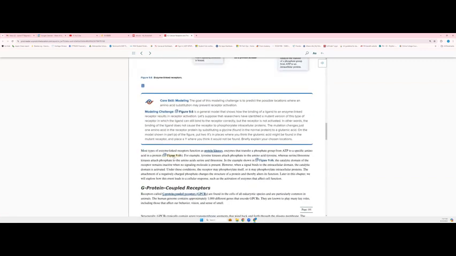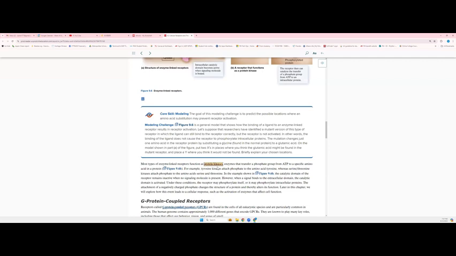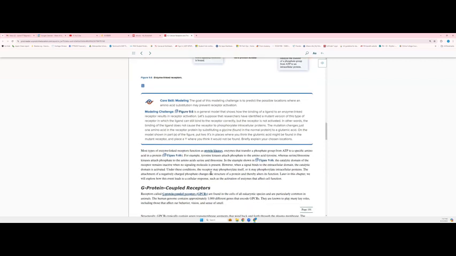Most types of enzyme-linked receptors function as protein kinases. What do we mean by kinase? A kinase is an enzyme that transfers a phosphate group from ATP to a specific amino acid in a protein. For example, tyrosine kinase attaches phosphate to the amino acid tyrosine, whereas serine-threonine kinase attaches phosphate to the amino acids serine and threonine. So this type of kinase always attaches the phosphate from ATP to a specific amino acid, converting it into a phosphorylated form.